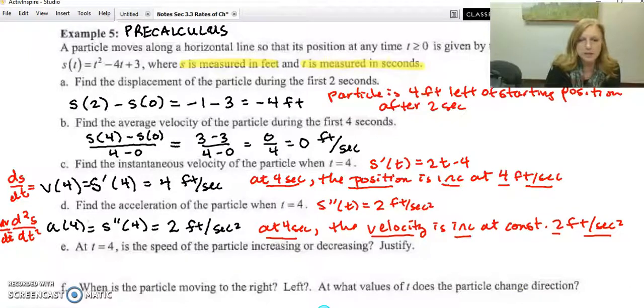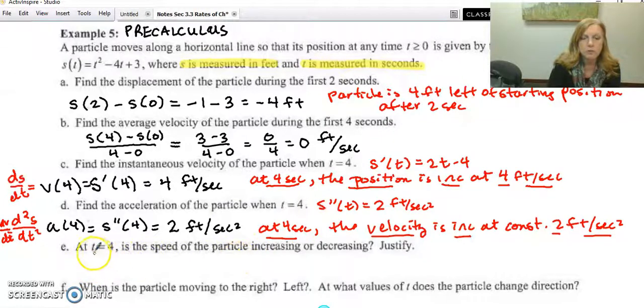All right, taking a look at the next problem. At t equal to 4, is the speed of the particle increasing or decreasing? Now remember, speed and velocity are not the same things. So do not tell me the speed is increasing because the acceleration is positive. That's not going to be enough in this problem. You have to look at both parts.